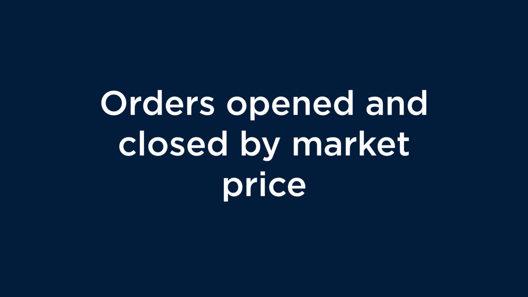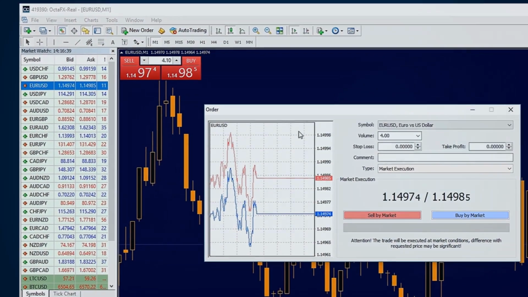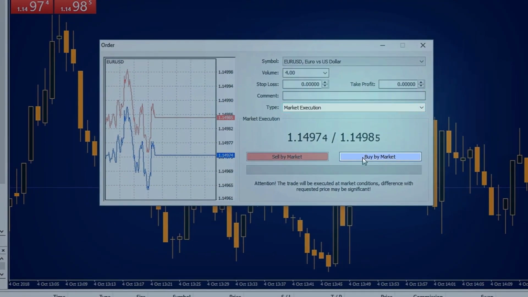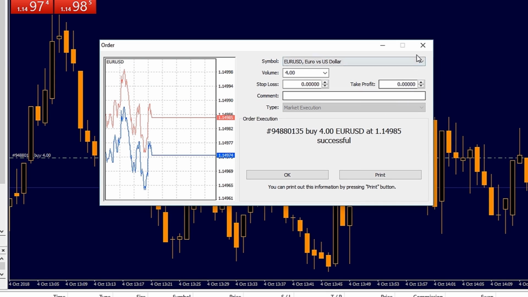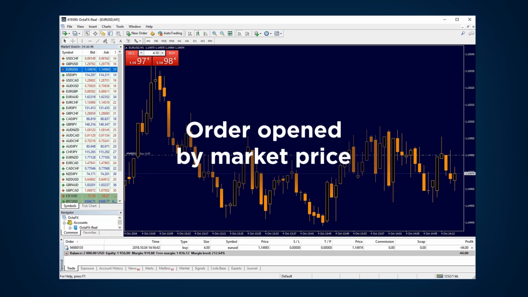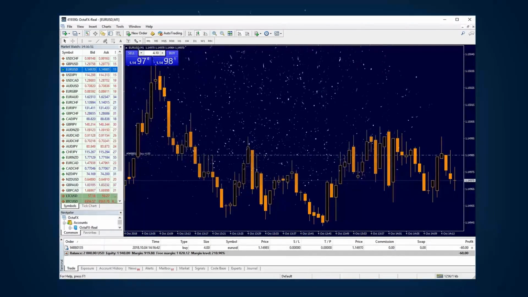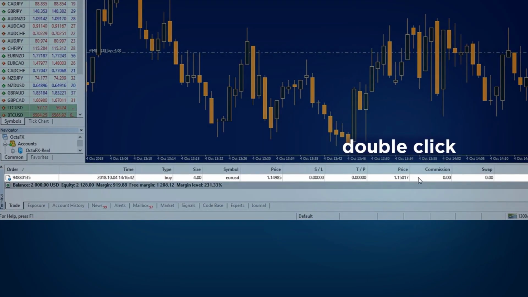Orders opened and closed by market price. At that stage, you opened and closed your orders by market price. That means executing at current ask and bid prices. Whenever you open and close your orders by market price, you need to constantly be in front of your computer to track market movement, keep control of your losses, and lock in your profits.